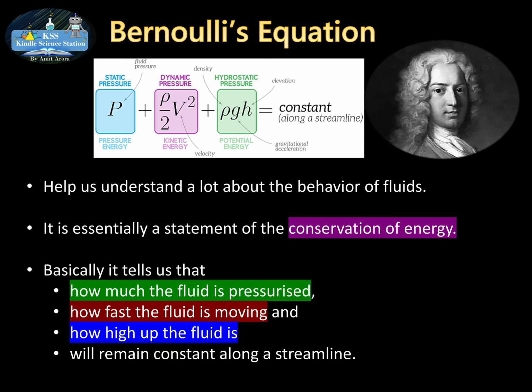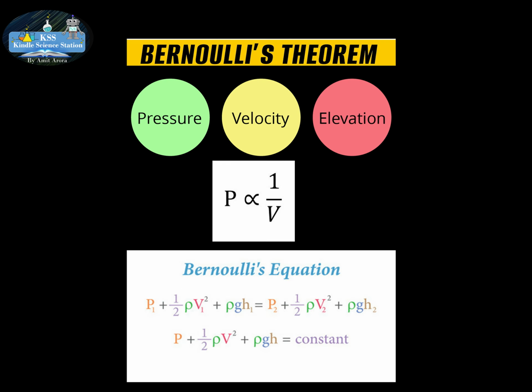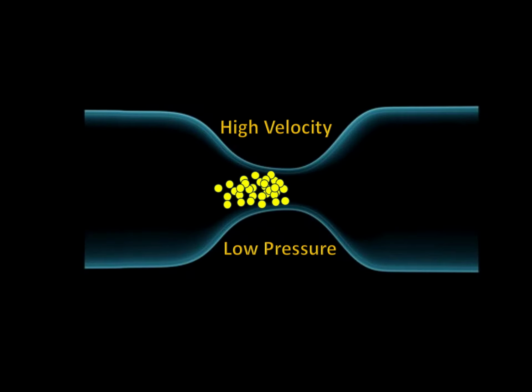In a simple form, it is a statement of conservation of energy, and Bernoulli's equation states that the pressure of a fluid is inversely proportional to its velocity. Suppose there is fast moving air, then its pressure reduces. With this in mind, let us see some experiments.